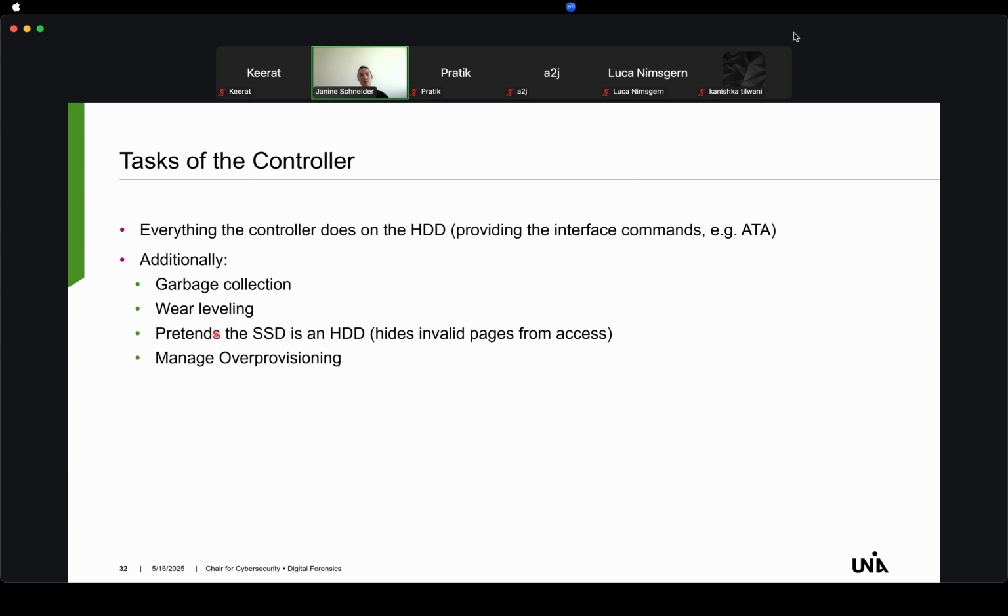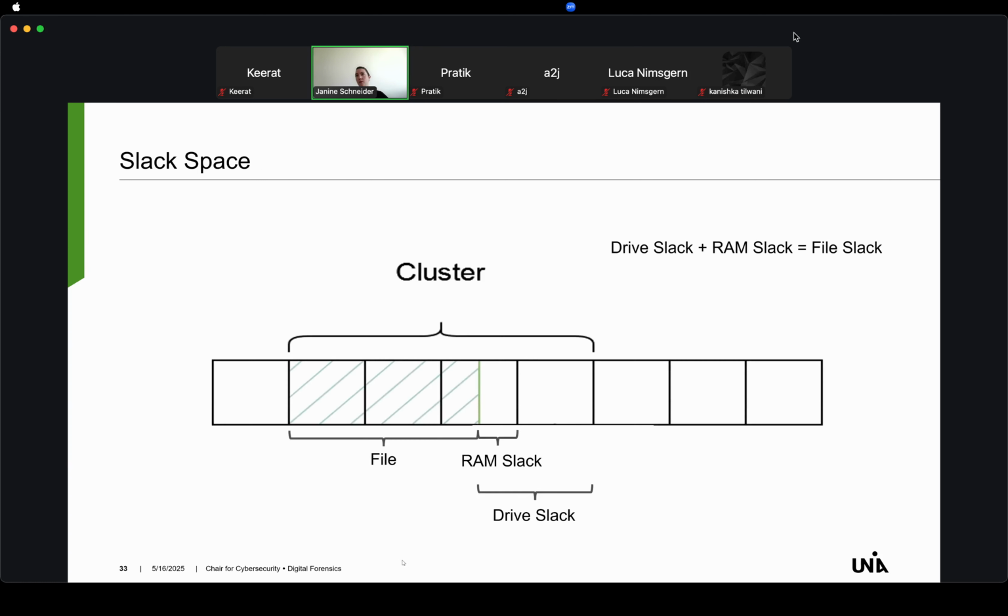And the SSD also pretends to be an HDD. So from the outside, from a device perspective, it cannot be told. It's hard to tell if the device is connected to an SSD or HDD, basically. Okay, and I know we didn't talk about it yet.